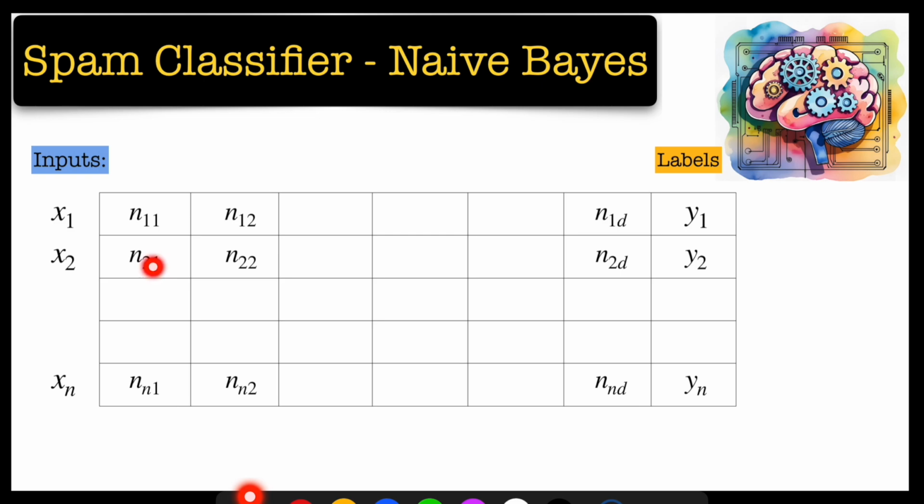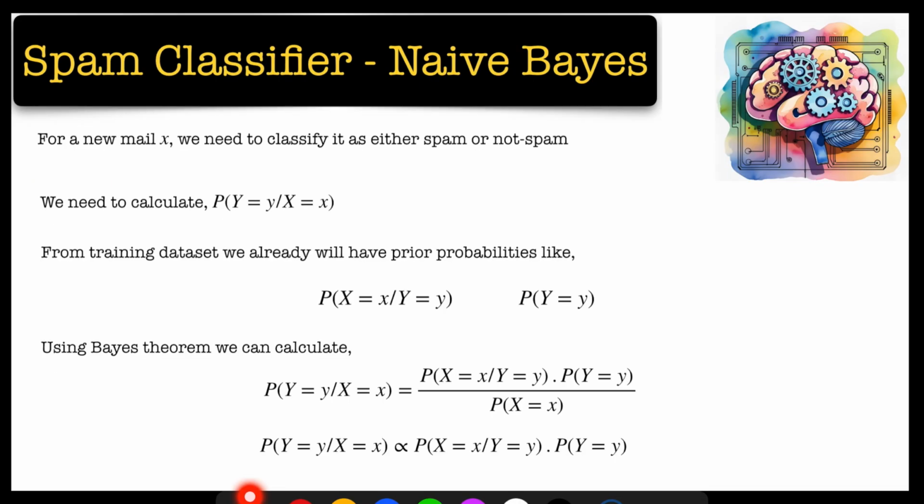N21 is how many times the first word occurred for this second mail. N2D means how many times the dth word in the vocabulary occurred for the second mail, and so on. Now next, for a new mail X, we need to classify it as either spam or not spam. We need to calculate the probability of output class Y given input X.